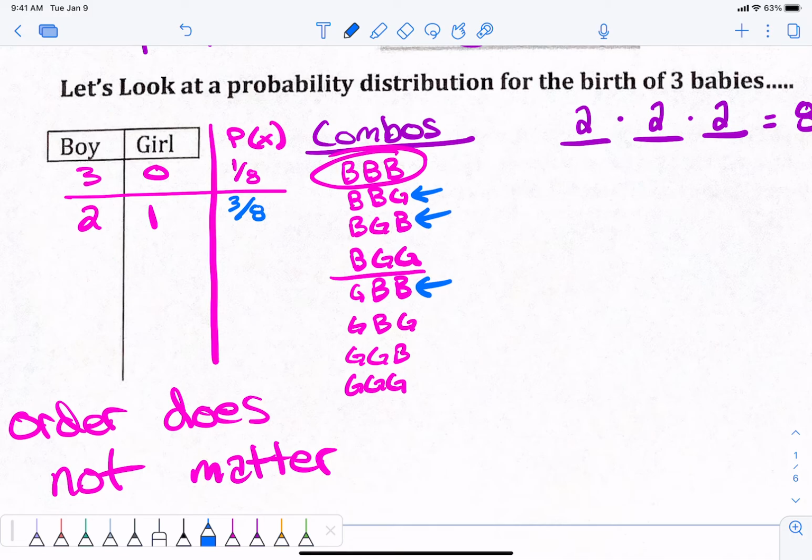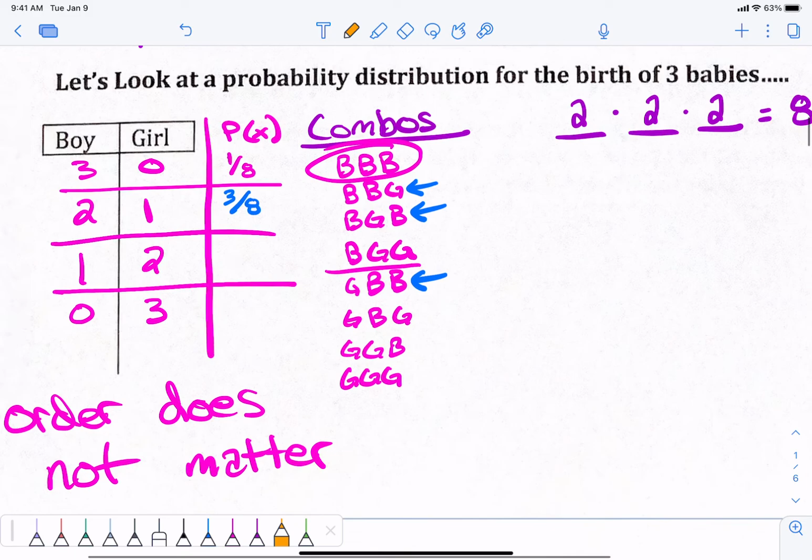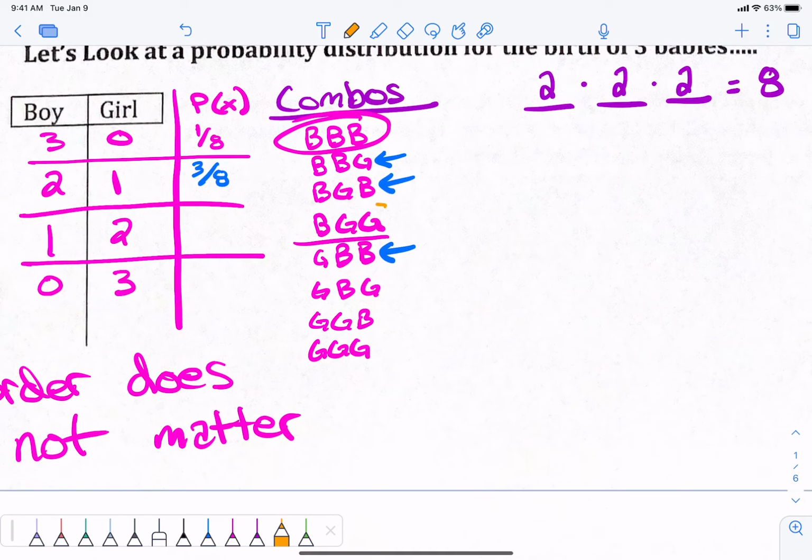Then I could do 1 boy, 2 girls. Or the last option is 0 boys, 3 girls. So let's figure out those combinations. 1 boy, 2 girls, 1 boy, 2 girls, 1 boy, 2 girls. I'm trying to do them in different colors here. That happens 3 out of 8 also.